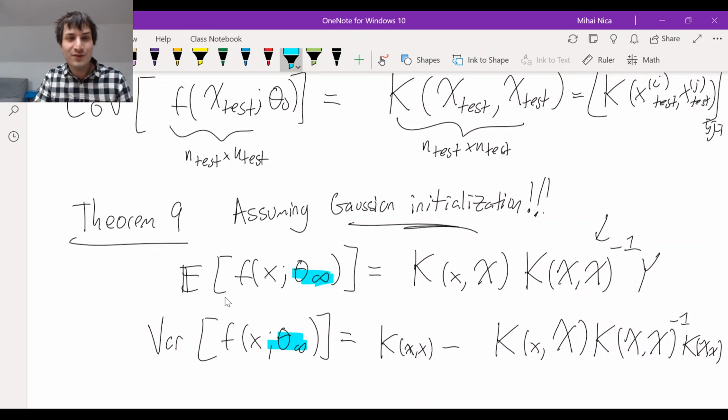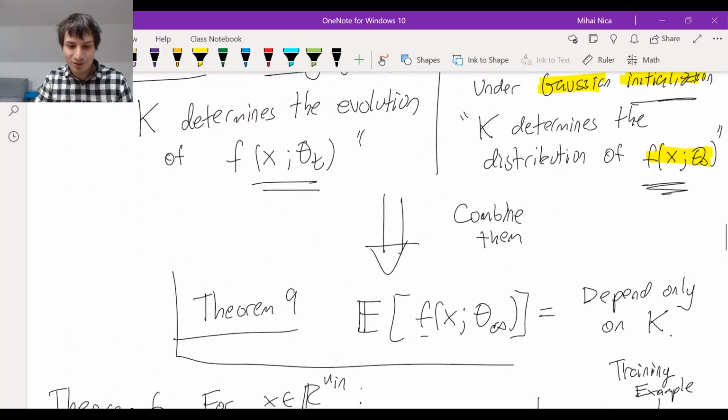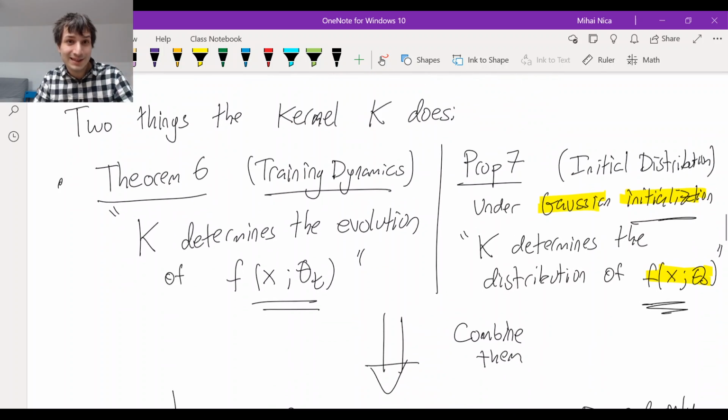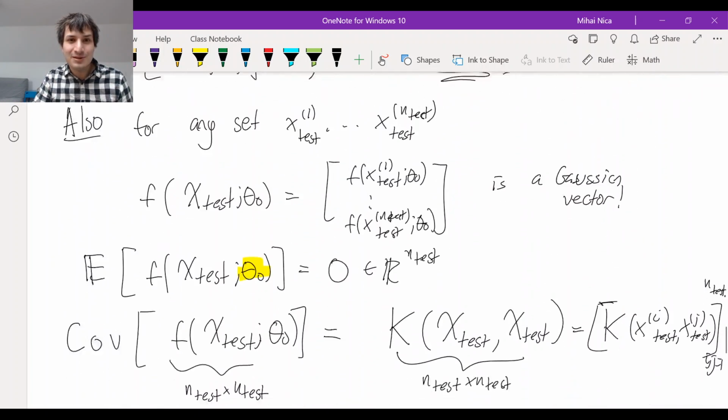And so if you know the kernel k, now you know everything about the model. You know how well it's going to work for unseen points. You can use this to measure generalization error, anything like that. I'll say one last thing, and it's exactly because of this miracle. There were two things that the kernel did. It did the training dynamics, Theorem 6, and it also told us the initial distribution. Because both of those things were the same, there's this miracle that happens.